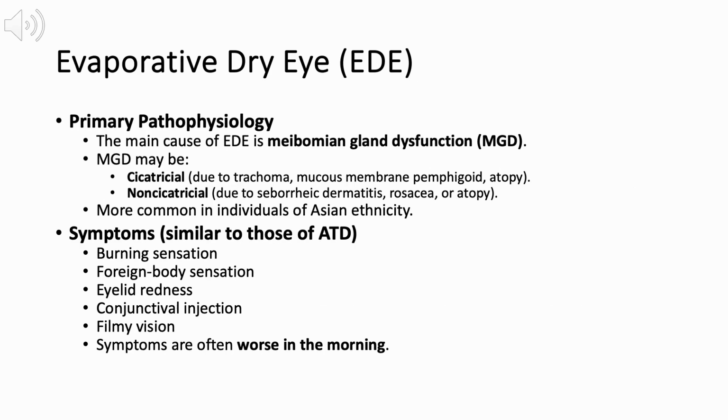Evaporative dry eye, EDE, is primarily caused by MGD, which impairs the lipid layer of the tear film and increases tear evaporation. MGD may be cicatricial, associated with conditions like trachoma, mucous membrane pemphigoid or atopy, or non-cicatricial, linked to seborrheic dermatitis, rosacea, or atopic disease. EDE is especially prevalent among individuals of Asian descent. The symptoms are similar to those seen in ATD and include a burning or foreign body sensation, eyelid redness, conjunctival injection, and filmy vision. Notably, symptoms are often worse in the morning.